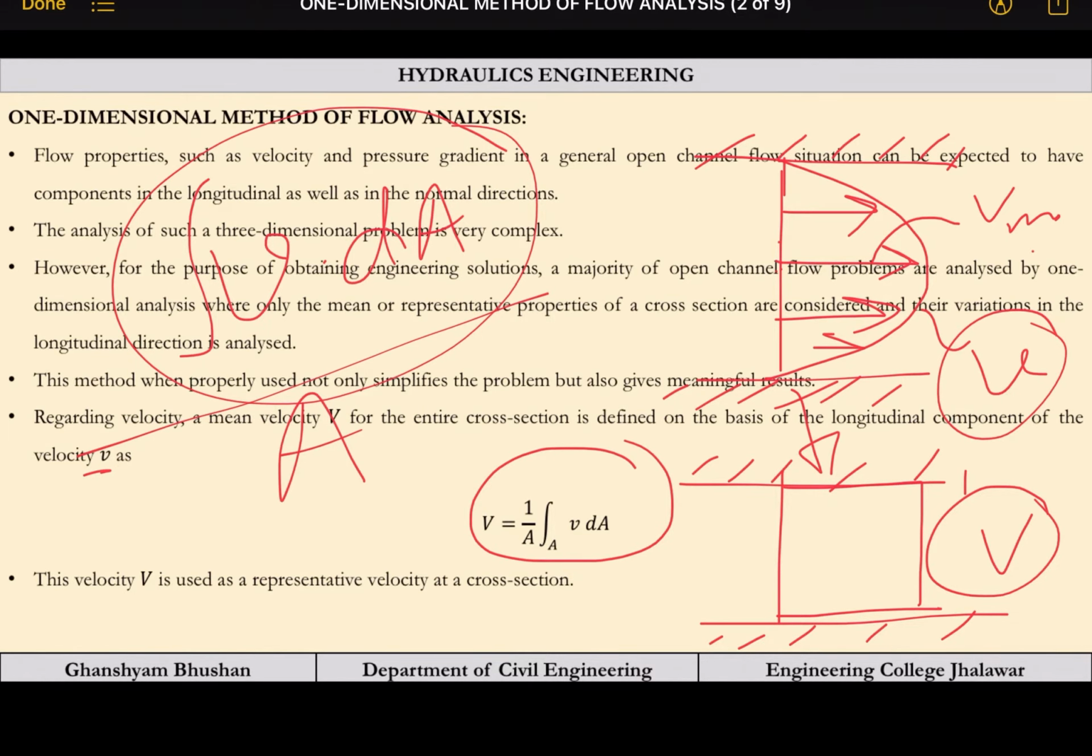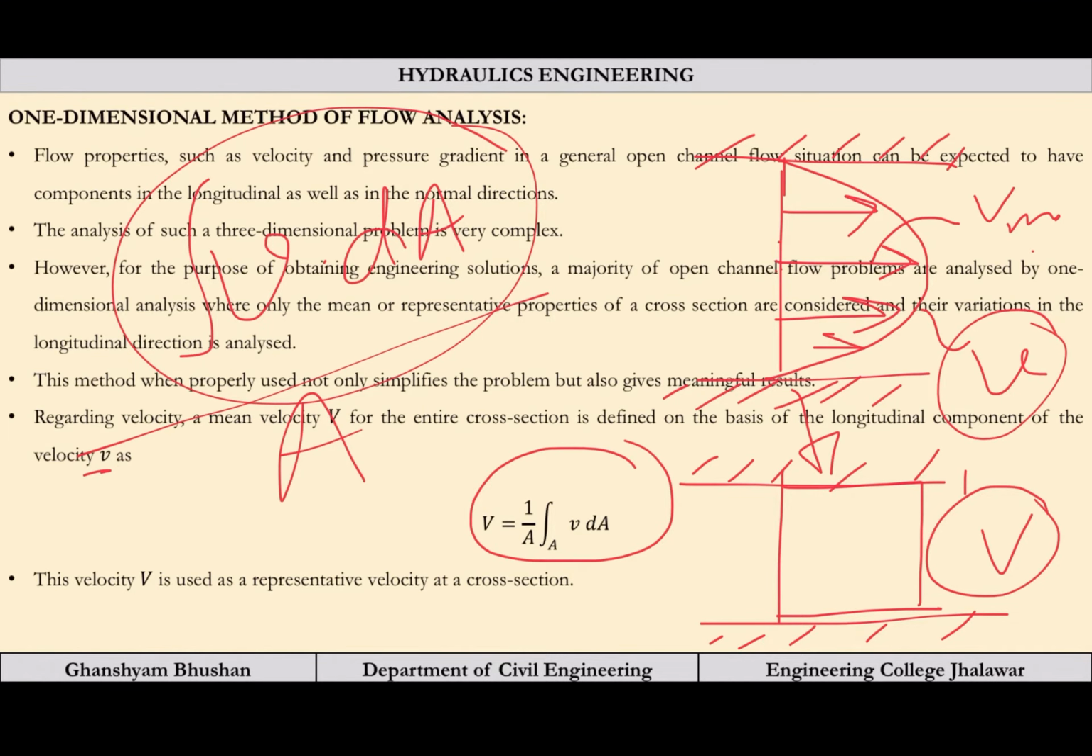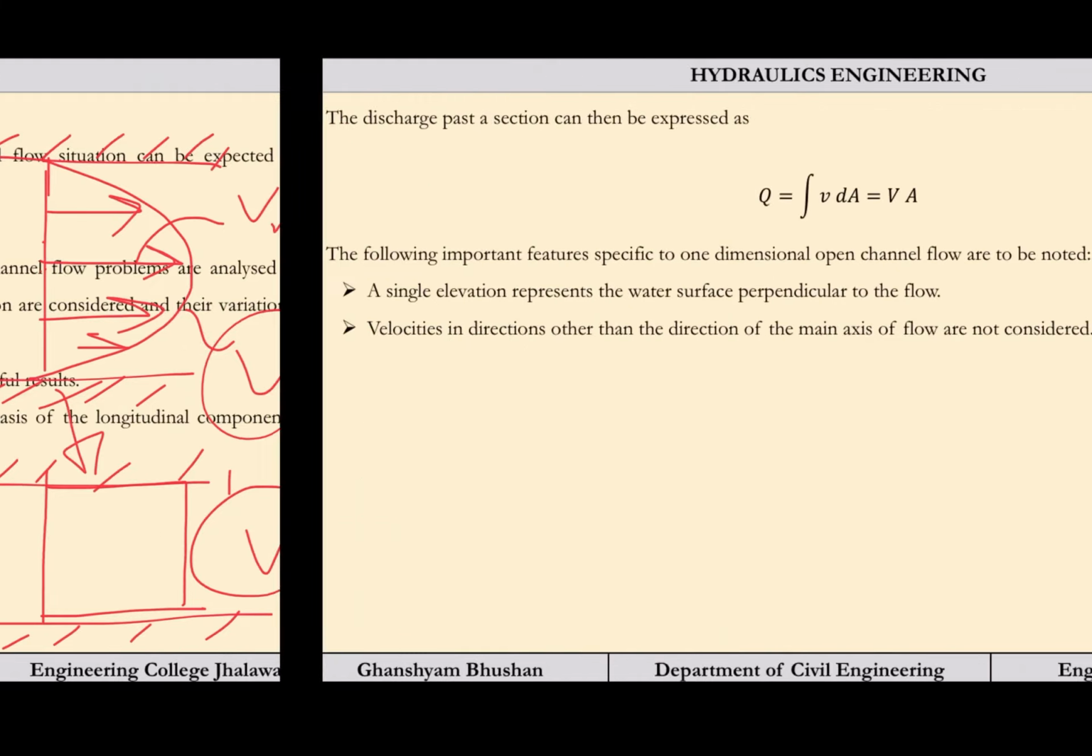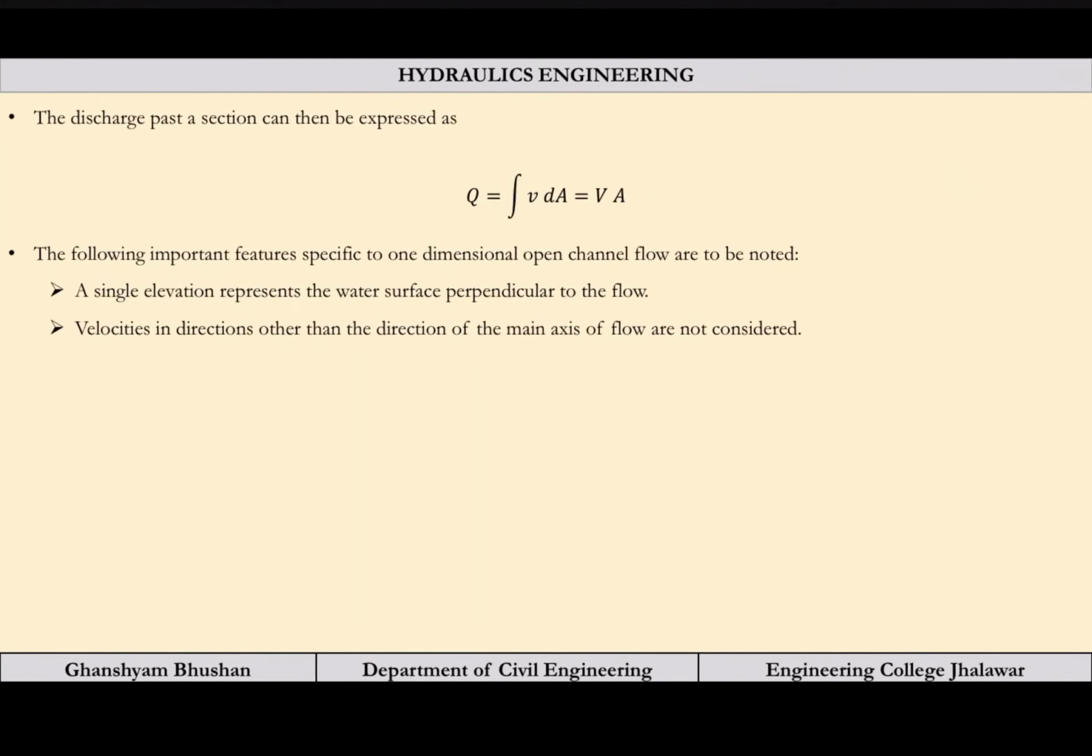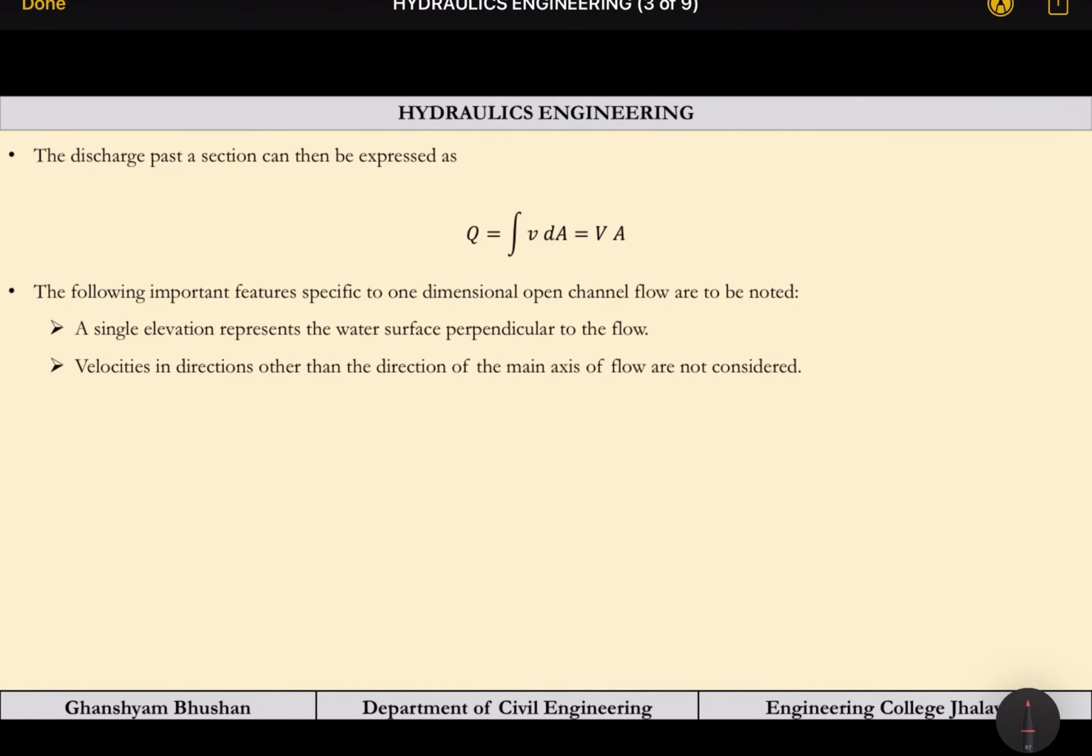Okay, so this is the velocity. Now two more parameters are very important. One is alpha and the second is beta. Alpha is the kinetic energy factor and beta is the momentum correction factor. These two parameters we have to discuss.